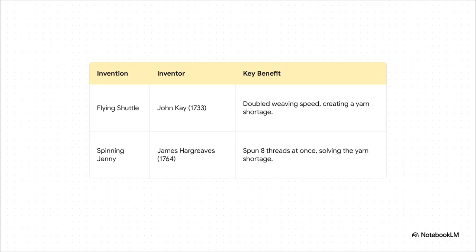So the very first domino to fall was in the textile industry, making cloth. Back in 1733, a guy named John Kay invents the flying shuttle. It lets weavers make cloth twice as fast. Sounds great, right? Well, it created a huge bottleneck. Suddenly, the weavers were so fast, the spinners couldn't keep up. They were desperate for more yarn. And the solution? That came from James Hargreaves and his spinning jenny, which could spin 8 threads at once. Problem solved. Next domino, please.